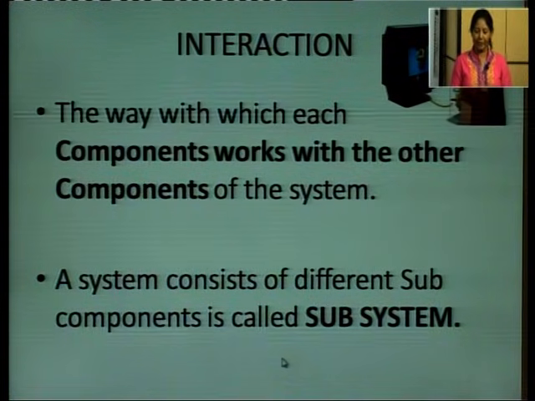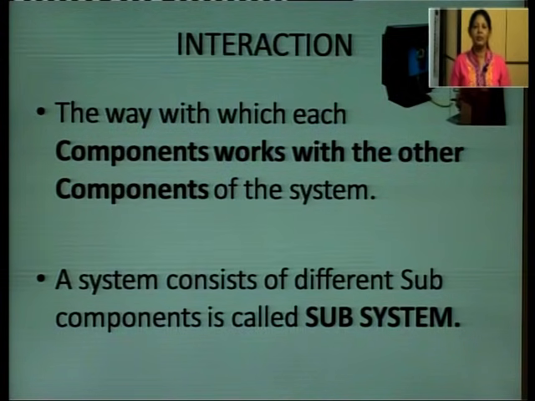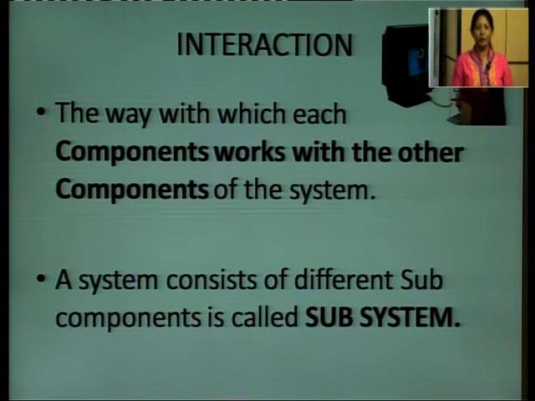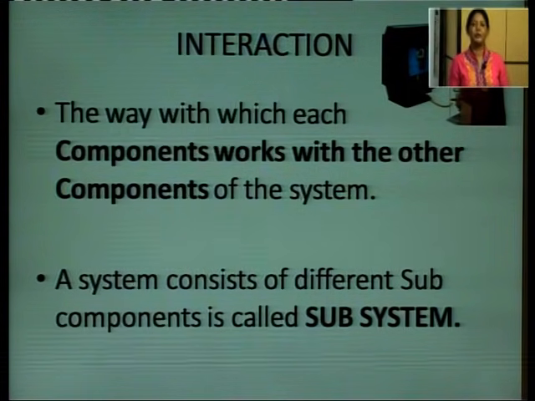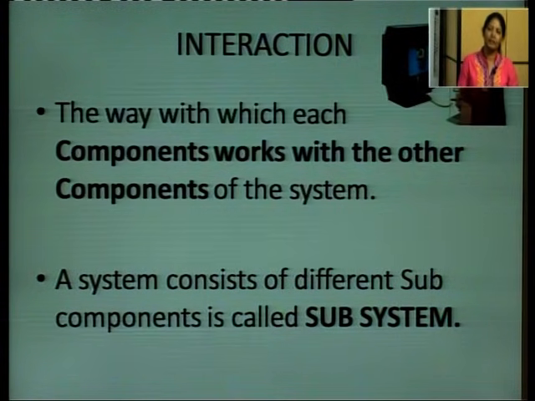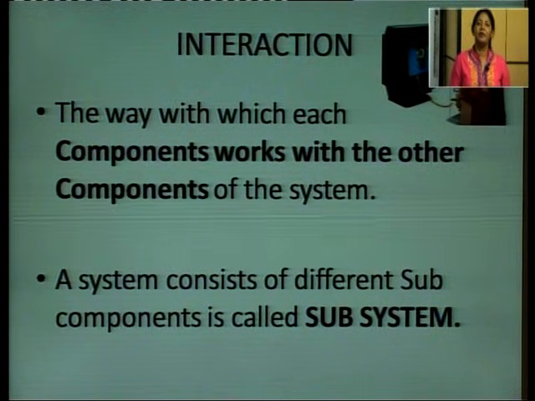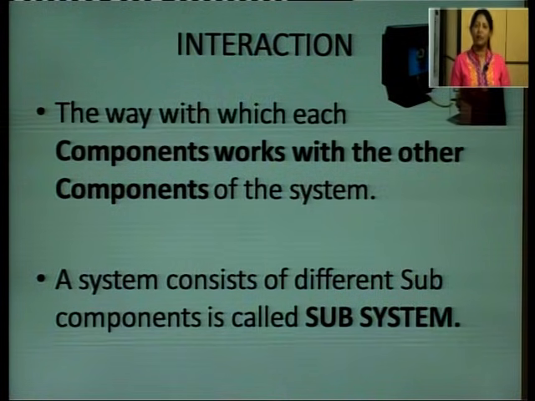So next is your interaction. Interaction means the way with which each component works with the other components of the system. In the system, the components interact with each other and work together. The system consists of subsystems, sub-components, the different types of components, and all these subsystems make the system.